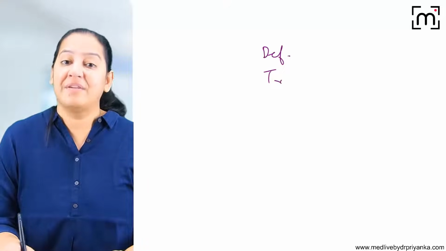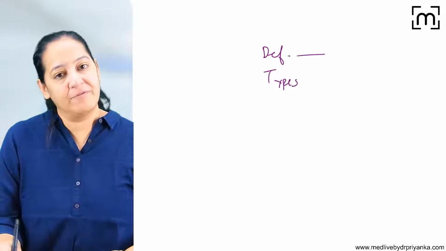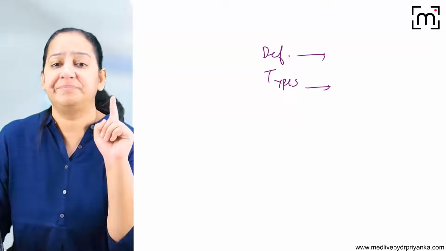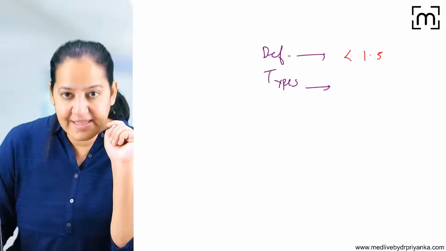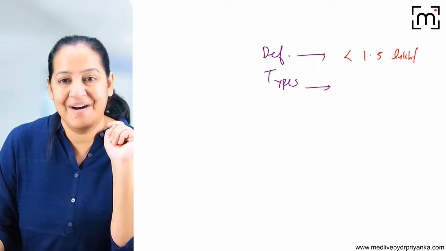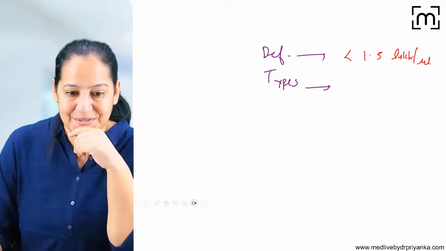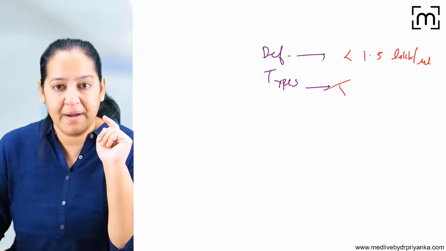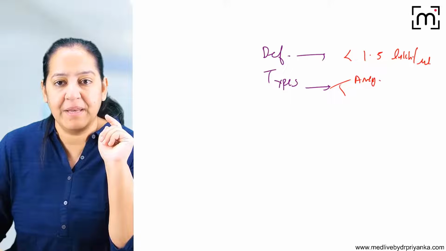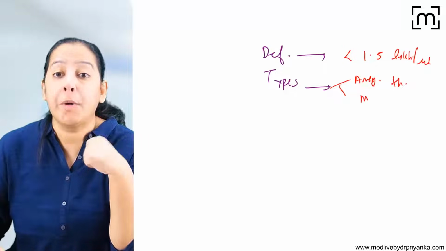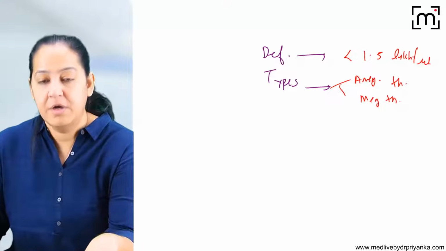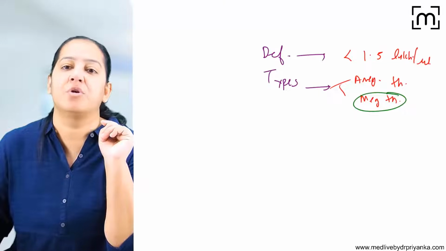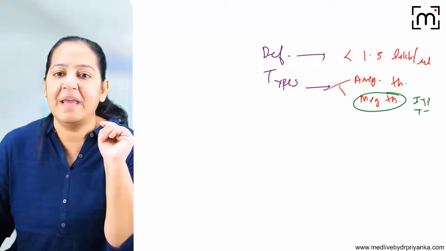First of all, we have seen the definition of thrombocytopenia. Then we have seen the types of thrombocytopenia. What is the definition? What are the types? In the definition, when the platelets are less than 1.5 lakh per microliter, that is known as thrombocytopenia. The two types are amegakaryocytic thrombocytopenia, in which the bone marrow is involved, or megakaryocytic thrombocytopenia, in which there is some problem in the peripheral blood. So we will be discussing three causes of megakaryocytic thrombocytopenia: ITP, TTP and HUS.